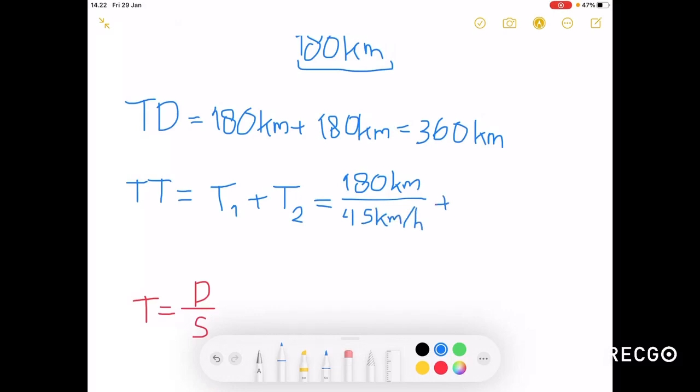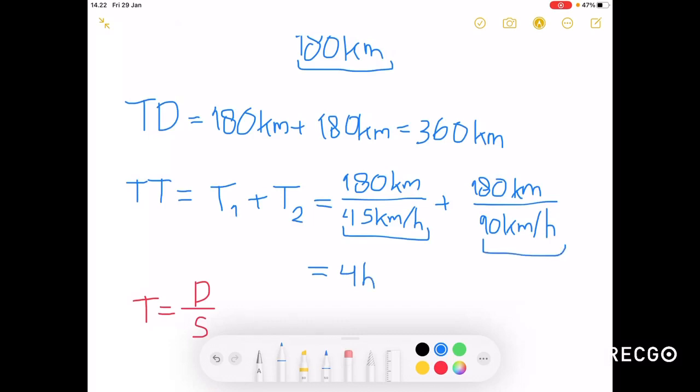And then for the second part, we have 180 kilometers. That's our total distance covered for the second part. And for the speed, we'll have 90 kilometers per hour. There we go. Quickly evaluating this, this will become 4 hours. This will become 2 hours, which is totally 6 hours.